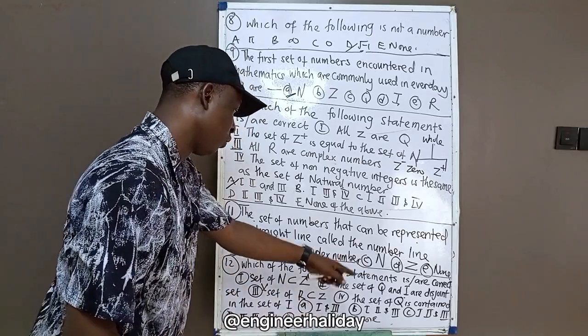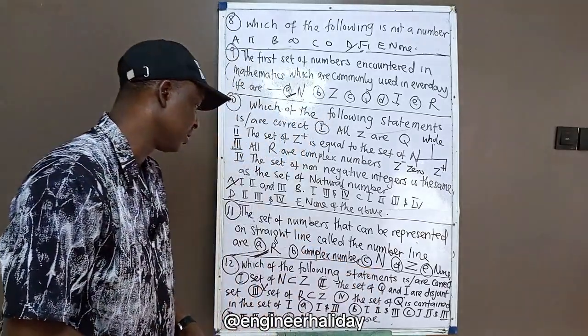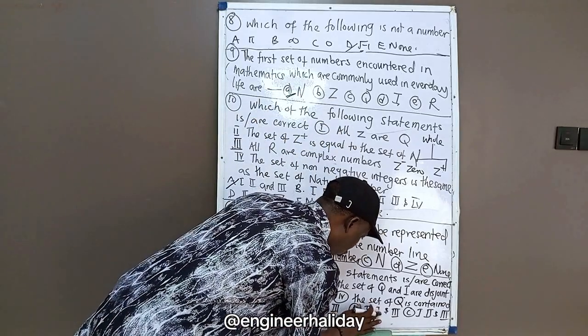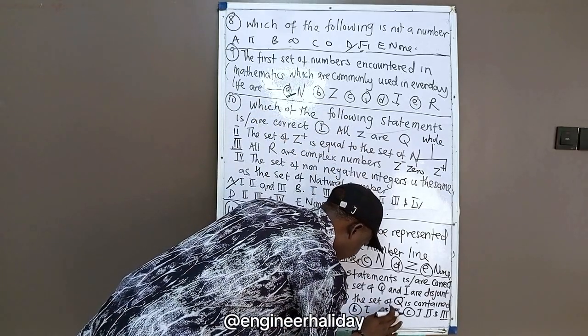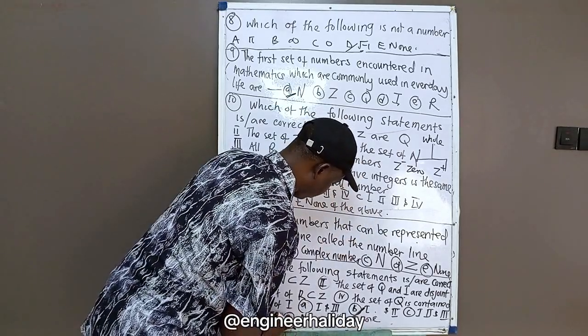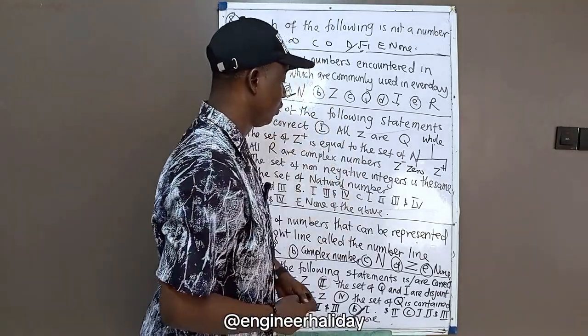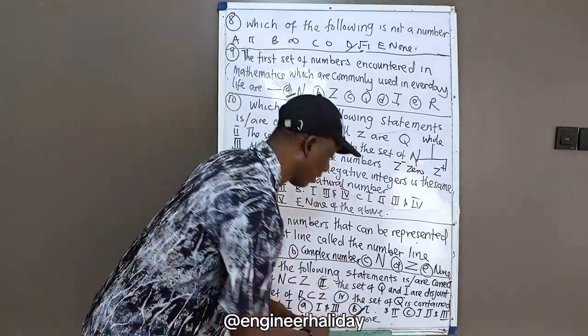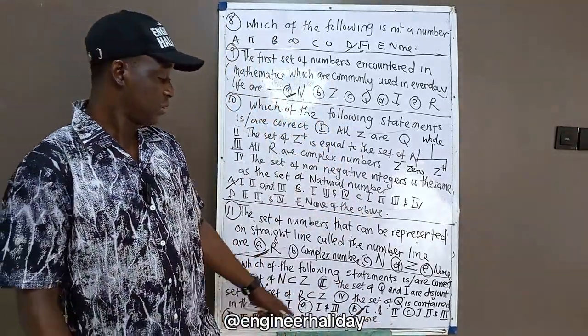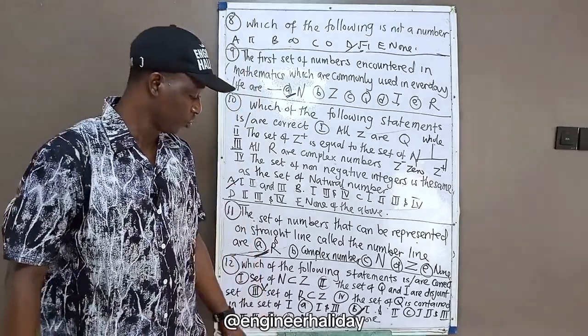So 1 and 3 is wrong. 1, 2, and 3 is wrong. Oh, one of them should be wrong there. I think this one should be 1 and 2. Any mistake there? So the answer is B. 1 and 2. It should be 1 and 2. So the final answer is 1 and 2, which is option B, not E.